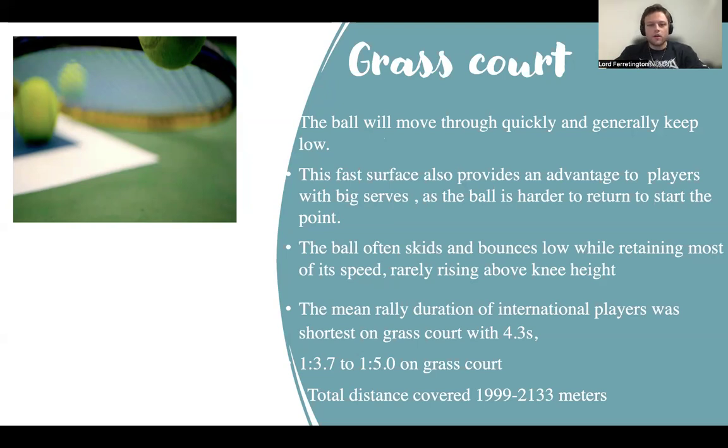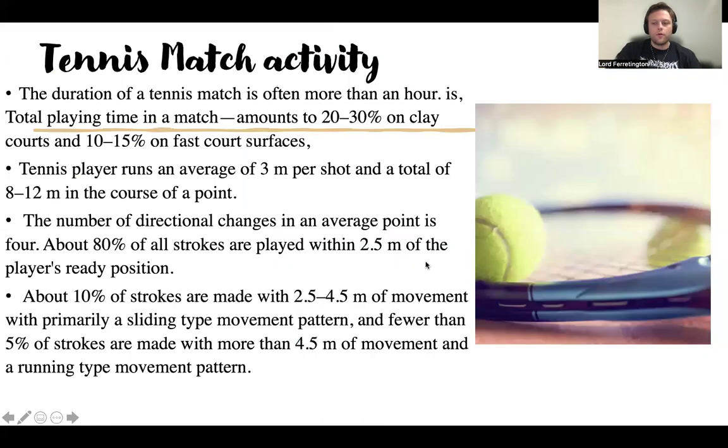This fast surface also provides an advantage to players with big serves, as previously mentioned, with the low nature of the ball and its skidding patterns and how it generally doesn't rise above knee level. The mean rally duration for international players on grass courts is 4.3 seconds. And the work to rest ratio is 1 to 3.7 to 1 to 5.0. Total distance covered is going to be roughly 2,000 meters to 2,133 meters.